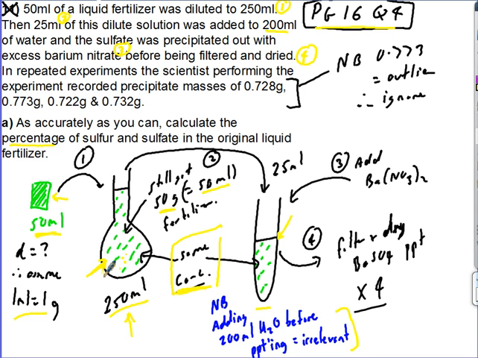The last thing, by filtering and drying 4 times, that's good. It makes your experiment more reliable, and it means you can pick out errors or pick out outliers.